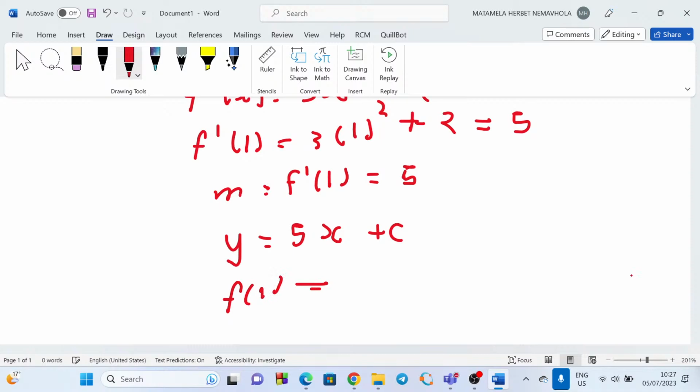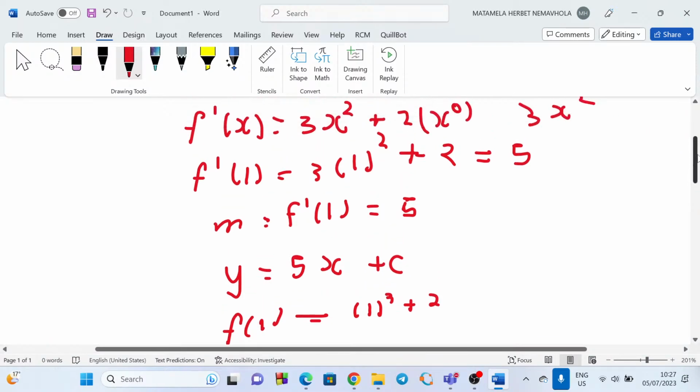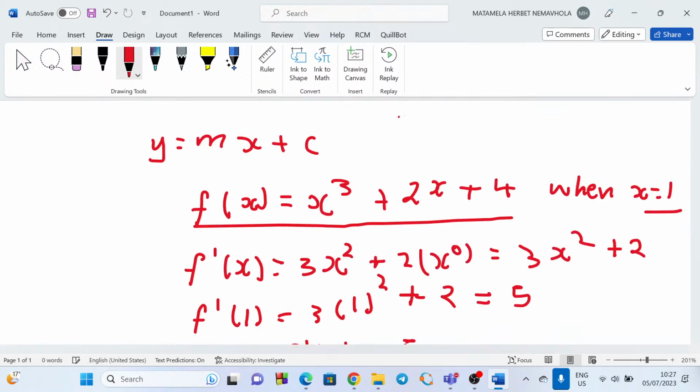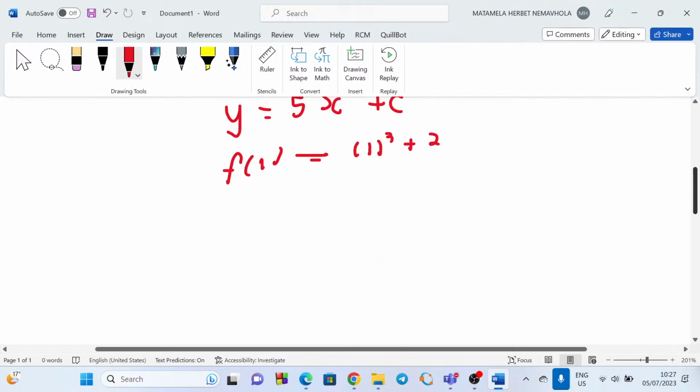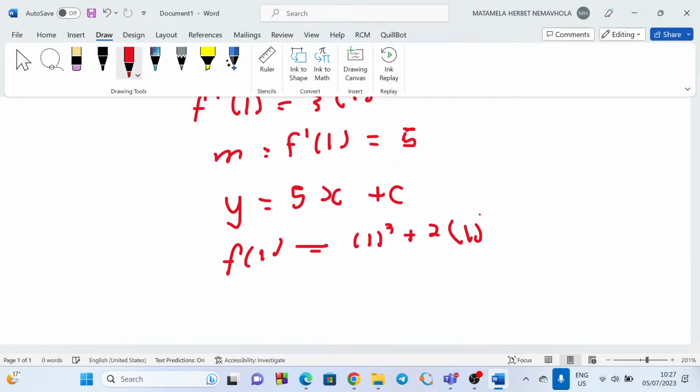So to find f of 1, we're going to say it was 1 cubed plus 2. You use the original equation. You use this equation to find the other value, so that we can substitute them and find the value of what? And find the value of c. Then you're going to say 2 in brackets 1. It was 1 squared, plus, is it plus 2?